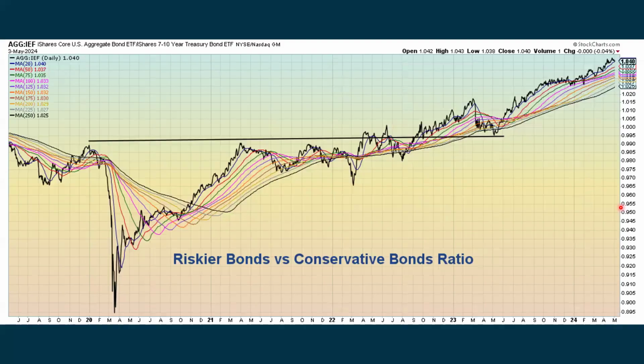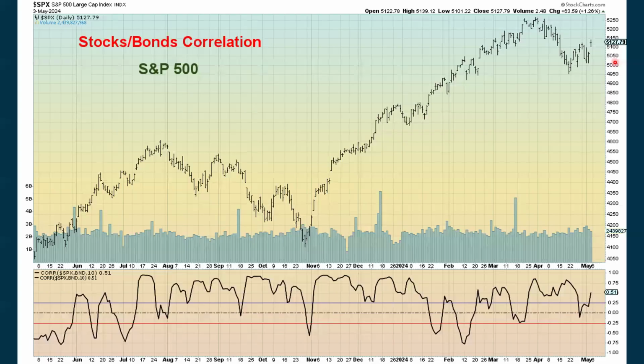And we look at riskier bonds, junk bonds, versus conservative bonds, government bonds, still showing that the riskier bonds are more favorable. Folks are willing to take on more risk to get a better return. And we look at a correlation between stocks and bonds. For a lot of the last part of April, we were neutral. Now we're starting to see where stocks and bonds are correlating a little bit better with each other. And if we can see that in this kind of an environment where stocks are going up, bond prices are going up, that means interest rates are going down. That could be more healthy for the market.